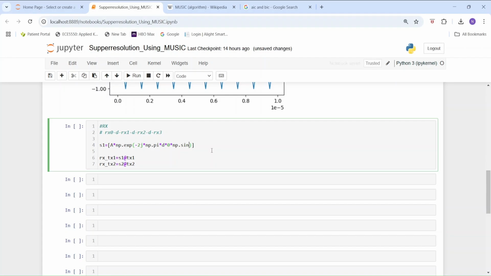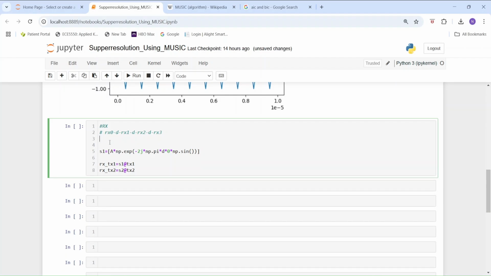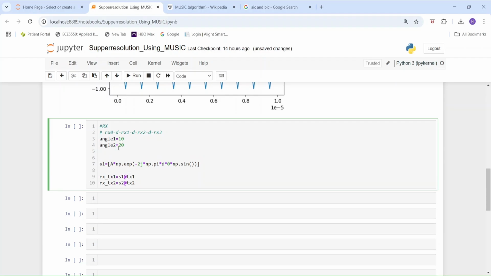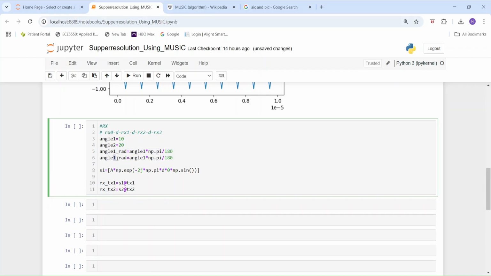So np.sin, and I haven't defined the angles, so let's say the angle of the target, angle 1, is 10 degrees, and angle 2 is, let's say, 20 degrees. Since this is an exponential right here, we have to convert this into radians, right? So angle 1 in radian is nothing but this angle multiplied by np.pi divided by 180. Okay, copying this part and pasting it down here. So this is angle 2, changing the angle here. Again, we have two targets and they have different angles, right? So they are located at different angular positions compared to the radar.